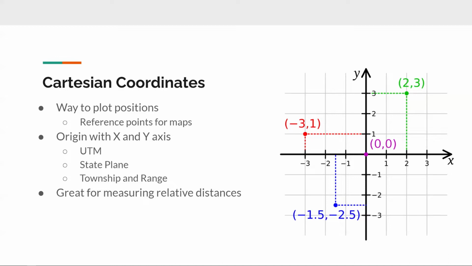For example, UTM, which has, I think, 36, I might be mistaken, zones for both the northern and southern hemisphere, with the origin around the equator. And it gives you northings and eastings with the X and Y. State plane is very similar, but just for more local locations. And township and ranges, for another local example.